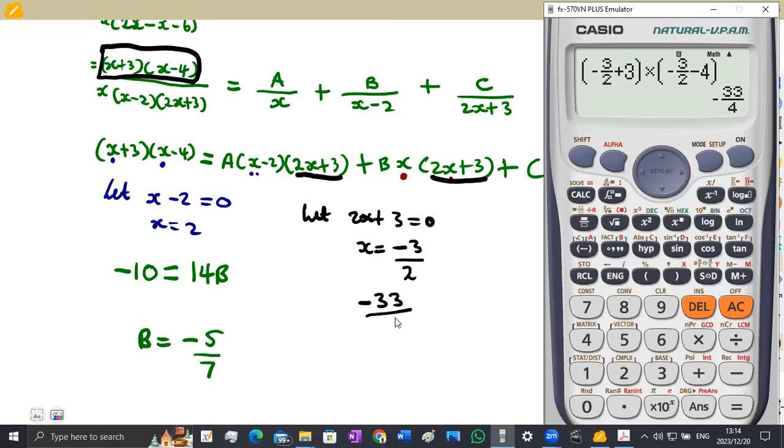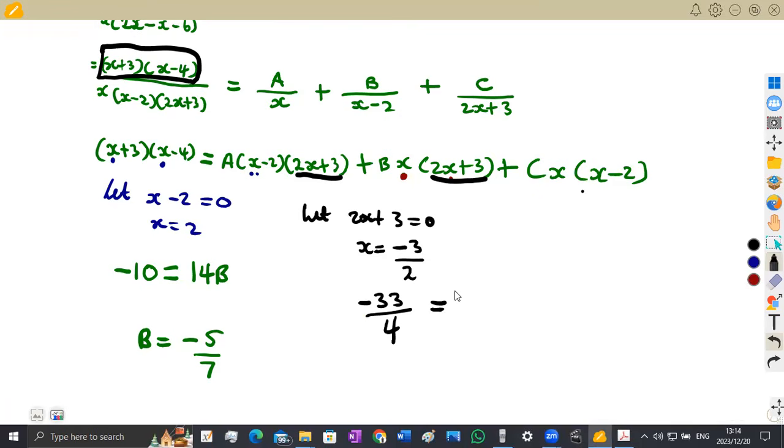Negative 33 over 4 must be equal to, we substituted to the left-hand side. So we do the same thing on the right-hand side, but there's no need for you to substitute on 2x plus 3 because that's where we said it must be equal to 0. So it's already a 0. The whole of this part is now eliminated.